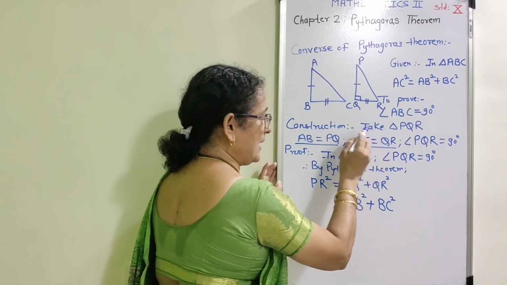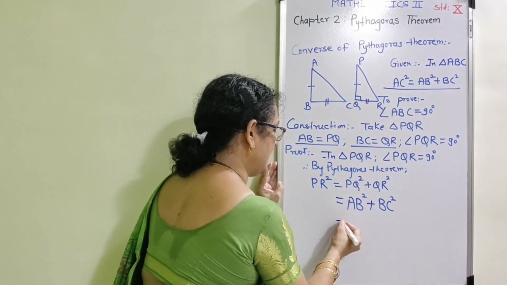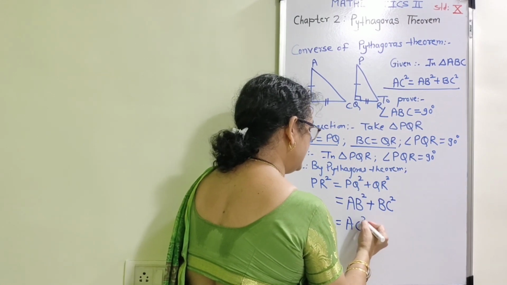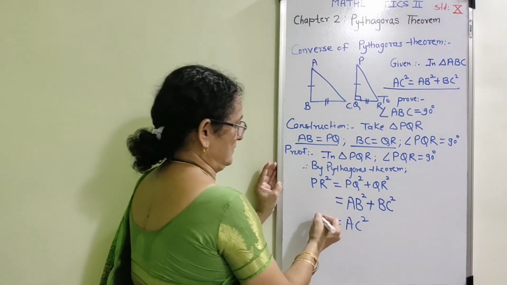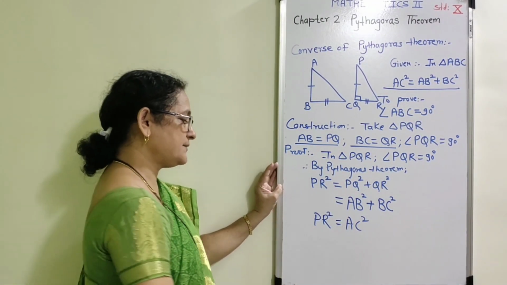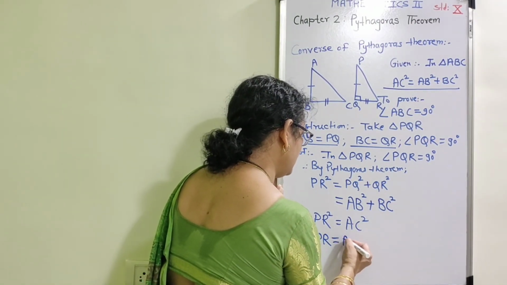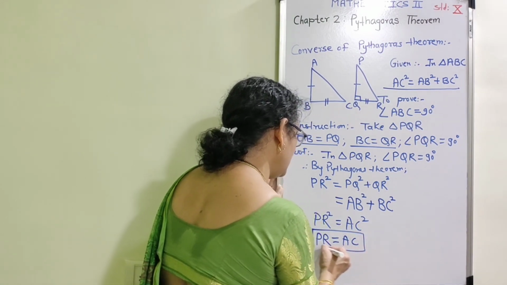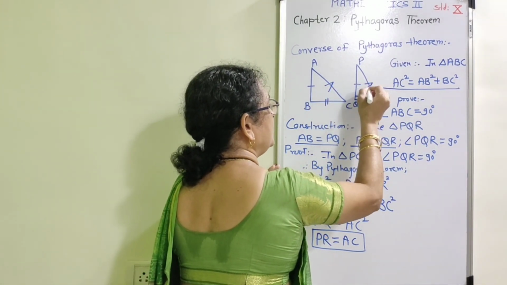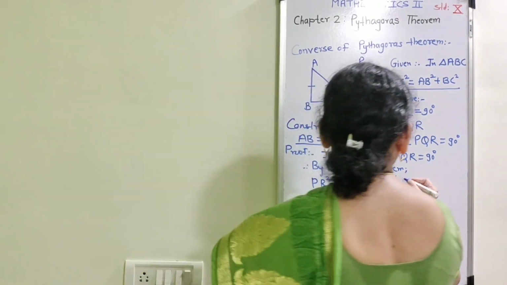Now, since by construction AB is PQ, instead of PQ, I have taken AB. Instead of QR, I have taken BC. Now observe the statement in given. They have already given that the addition AB square plus BC square is equal to AC square, and substituting that value I will get PR square is equal to AC square. And therefore taking square roots, I will get PR is equal to AC. This is my first conclusion, that I have proved that the hypotenuse of both the triangles are congruent to each other.